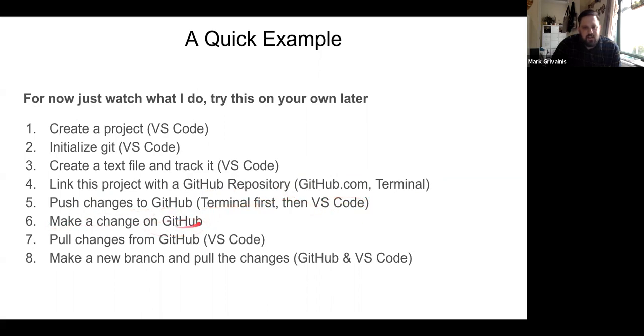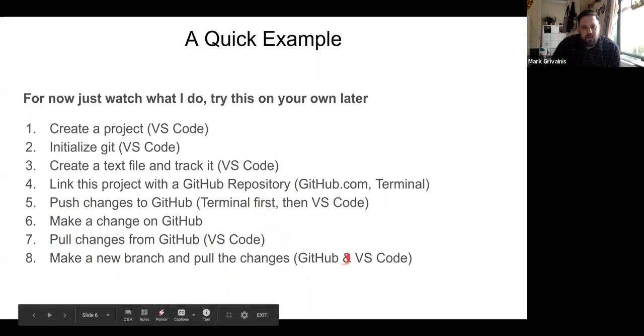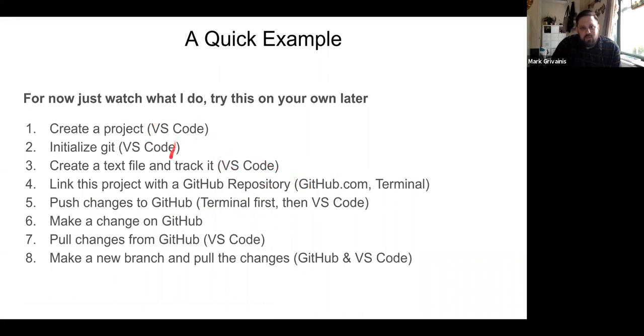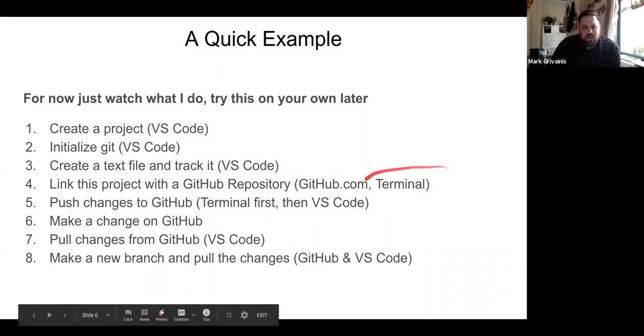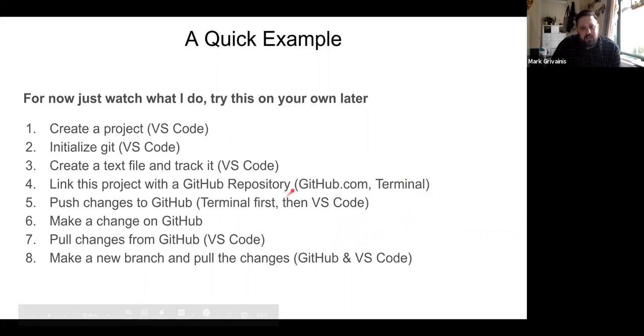Making changes on GitHub will be on the web. Pulling changes you can always do from VS Code, and making a new branch, we will do that on GitHub, and then we'll pull it into VS Code. So something to be aware of is that all of these commands that we're doing in VS Code can also be done in the terminal. Later on in the slides, I'm going to be giving the terminal instructions on how to do this. It's pretty interchangeable. So let's get started.